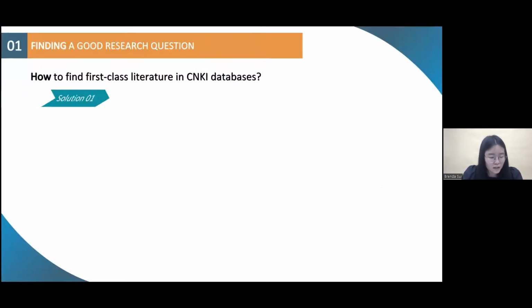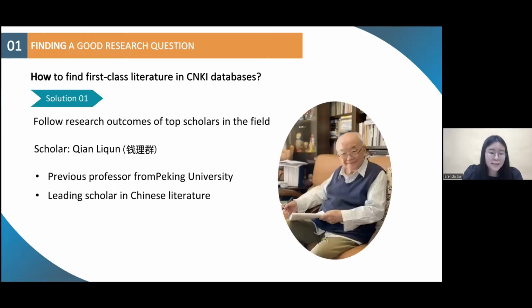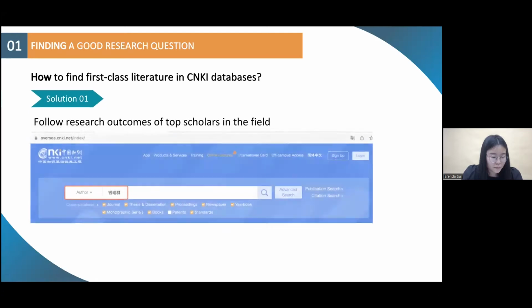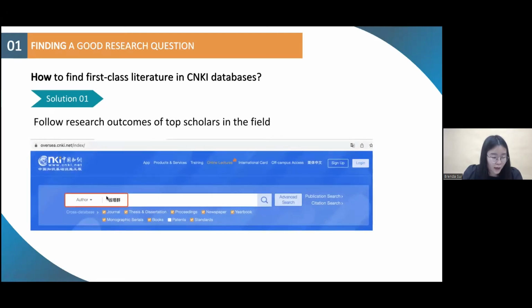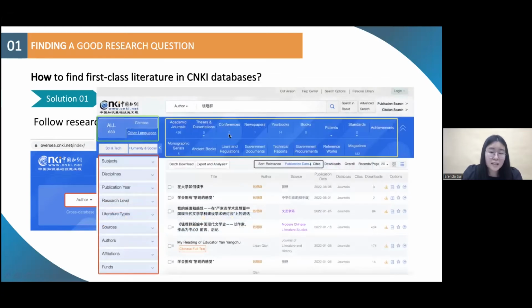The solution would be this: we all know one or two prominent scholars in our own research field or research orientation. And what if we only want to know their research outcomes? Well, let's take Professor Cnki from Peking University, for example, who has been a leading scholar in Chinese literature. First of all, let's come to the homepage. Here at the search bar, we can select author, put in the scholar's name and click the search button. And then we get all articles written by Cnki in Cnki.